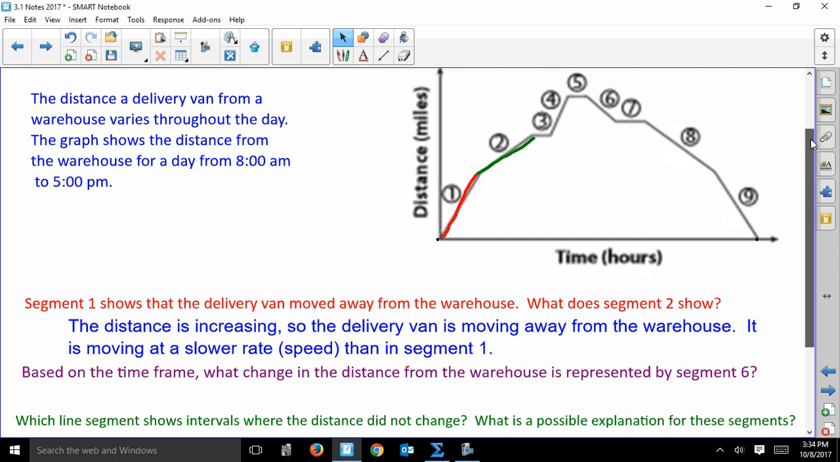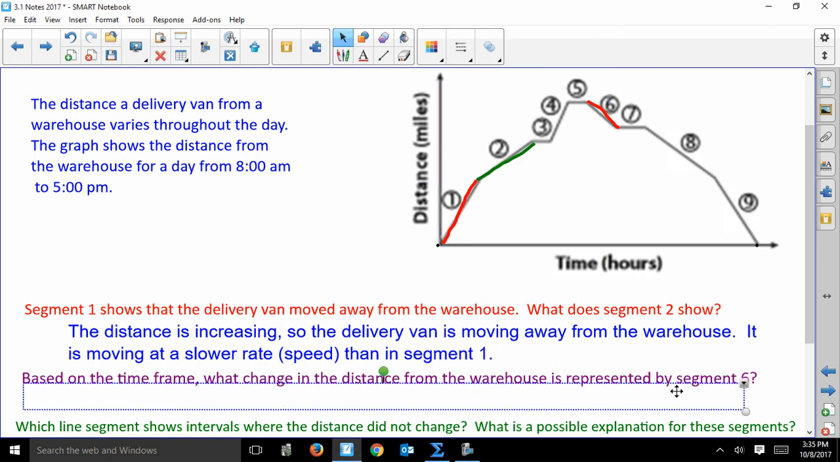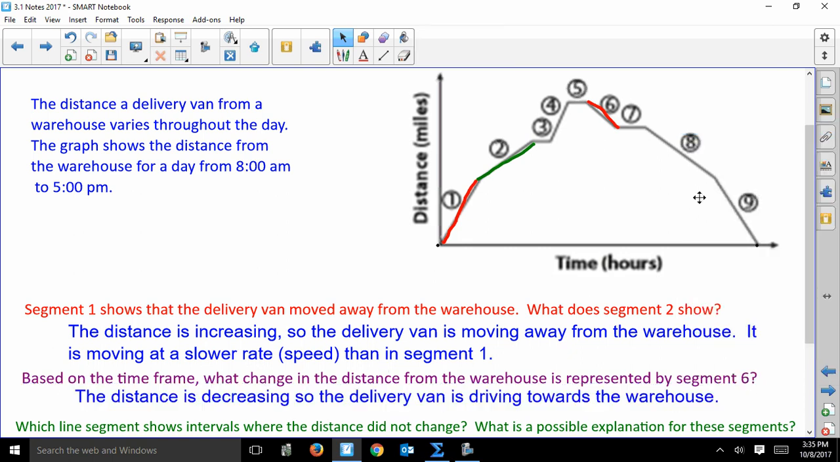The second question about this graph: based on the time frame, what change in the distance from the warehouse is represented by segment 6? So what I notice about segment 6, and segment 6 is right here, is that it looks like it's about halfway through the day. Okay. I also notice that the distance, because the distance is what's represented on the y-axis, the distance is decreasing. So what change does that mean? That means that the delivery van is driving towards the warehouse.